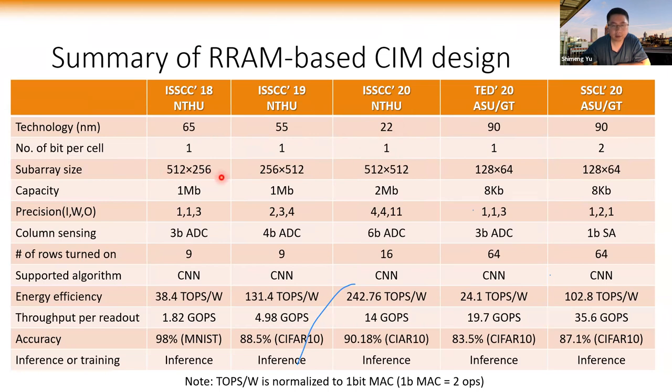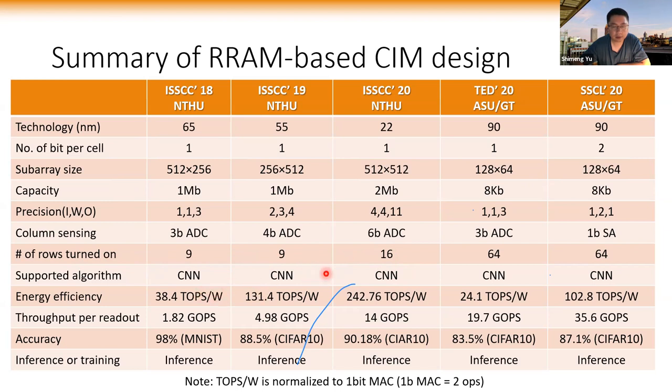And the RRAM subarray size can typically be larger than the SRAM, and it can also support different precisions. Here, one challenge of the RRAM is that the number of rows turned on is not that great, because with today's RRAM technology, the current is too large. If we turn on hundreds of rows, then the current may reach milliamp level, which is too large to handle. Therefore, we have to limit the number of rows that turn on simultaneously.